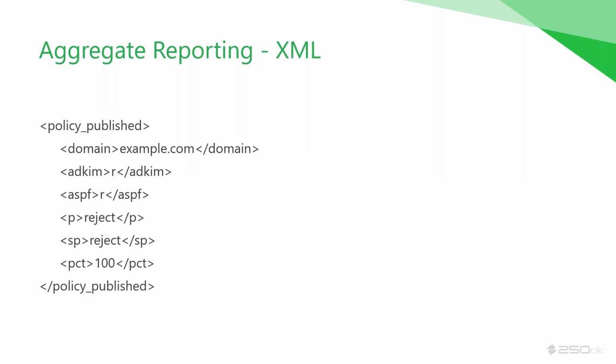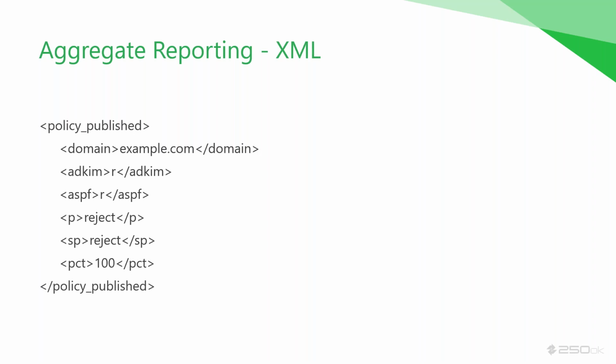The next part of the report really covers the domain that's actually being reported on. So you'll receive one of these for every domain that you publish a record for and request reports for. So if you have multiple domains, you will receive multiple different reports. And here, you'll see how you're requesting reports in regards to failures for authentication.